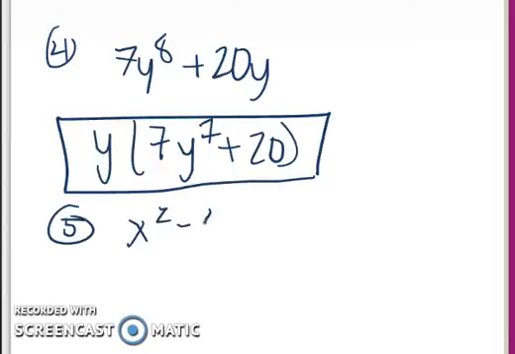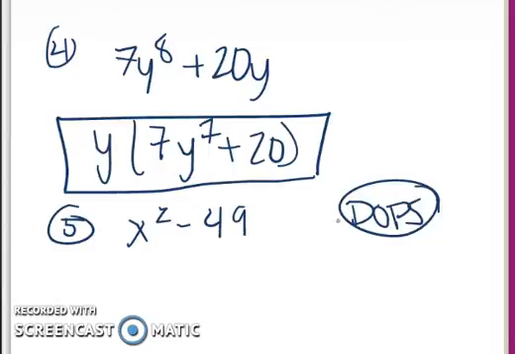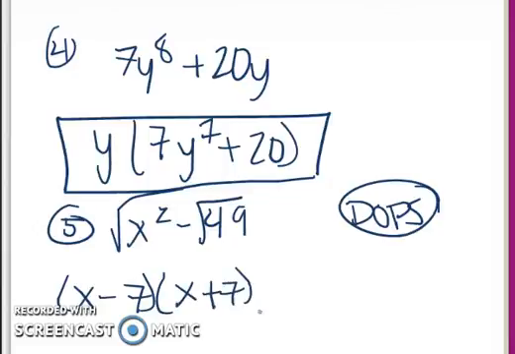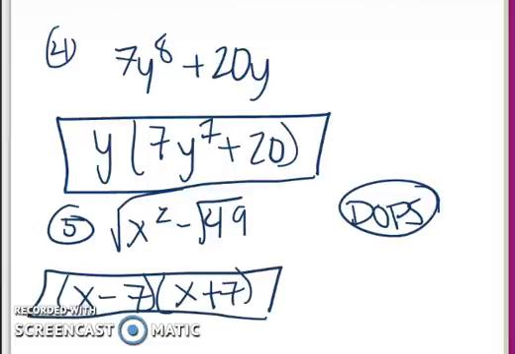5 is the very first of our DOPS, difference of perfect squares. There's a different sign, a subtraction sign, and these are both perfect squares. So if I take the square root of both of these, I get x and 7. So all I do is x minus 7, and I do x plus 7. And that is how we do difference of perfect squares.